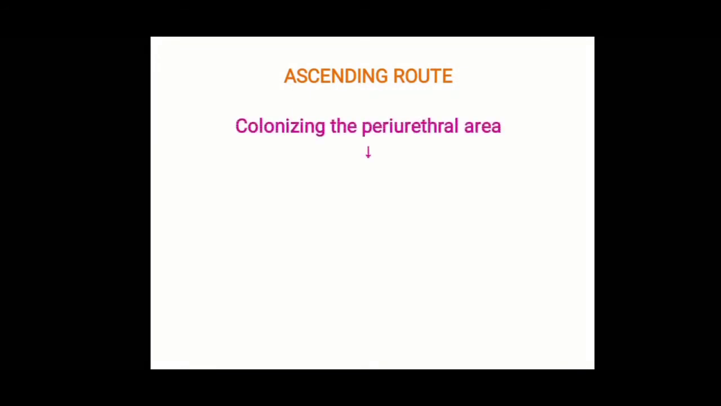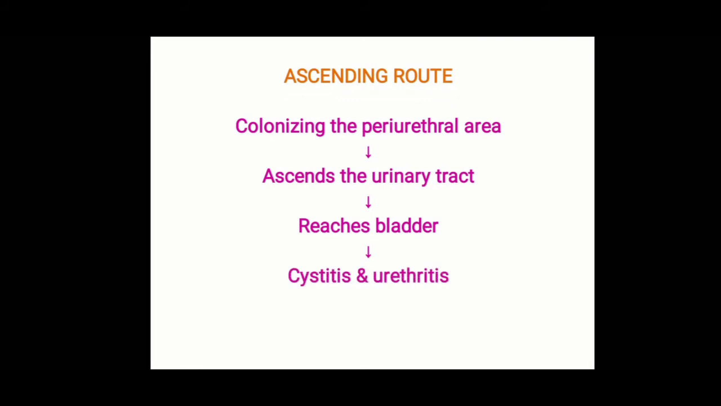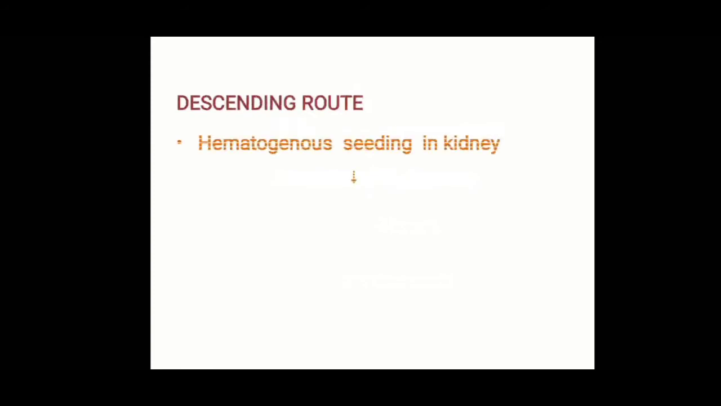Ascending route. This occurs by colonizing the periurethral area. The E. coli ascends the urinary tract and it reaches the bladder, causing cystitis and urethritis. Descending route. This starts as hematogenous seeding in the kidney, which leads to pyelonephritis.